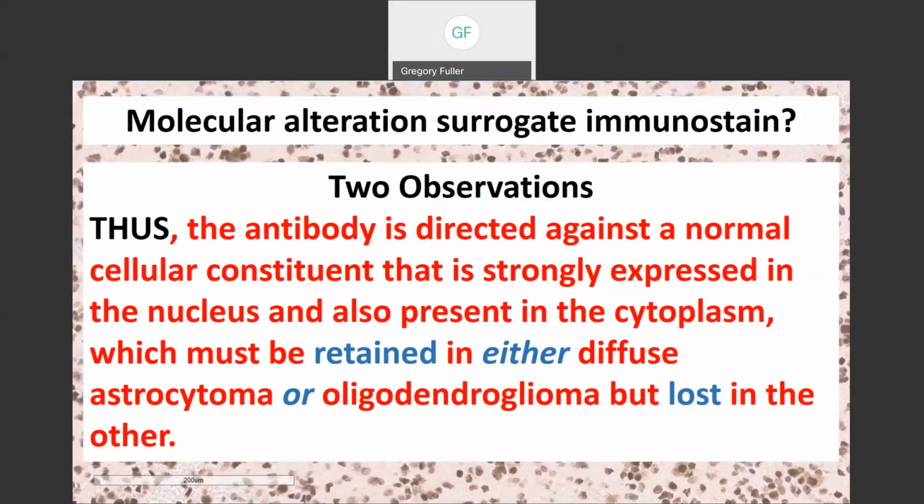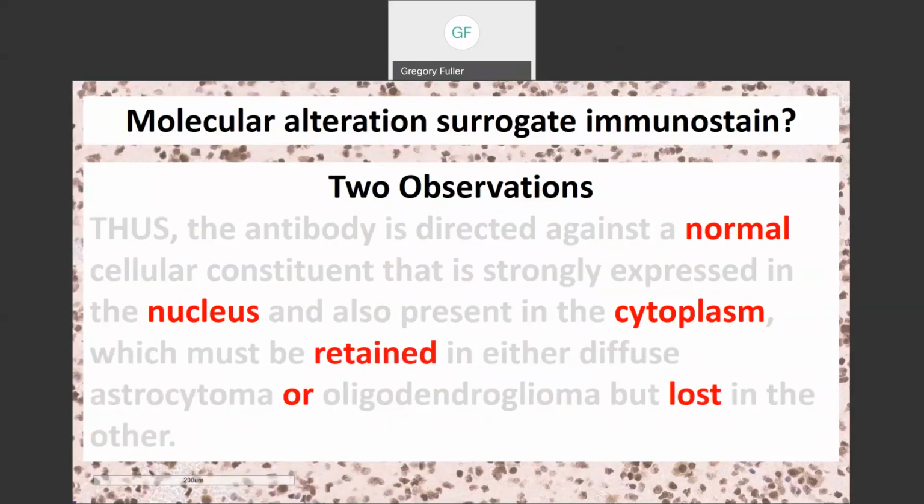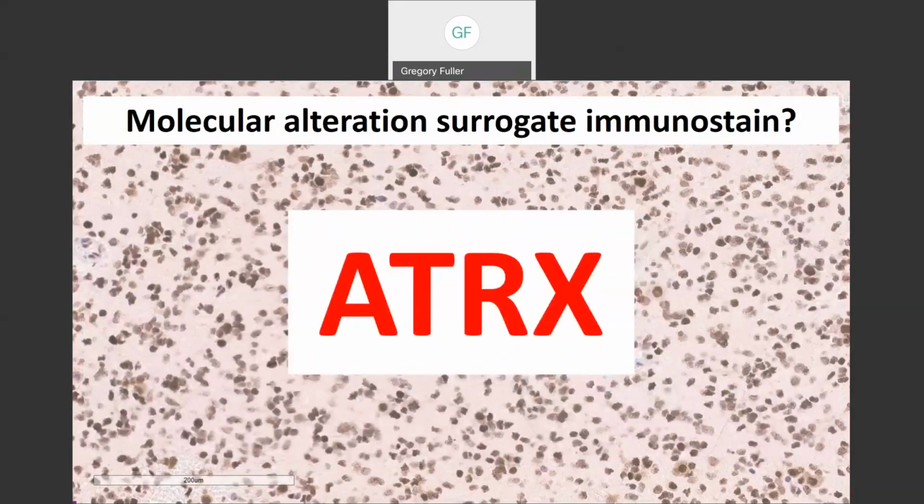And in this case, it's to help us distinguish between astrocytoma and oligodendroglioma. So here are the key words in that summary statement: normal, nucleus, cytoplasm, retained or lost. That narrows it down to ATRX, and that is a beautiful job of deductive reasoning, look at this, it is so gorgeous, to get all of this from one screen capture, one image of ATRX staining in a diffuse glioma in the cortical ribbon.